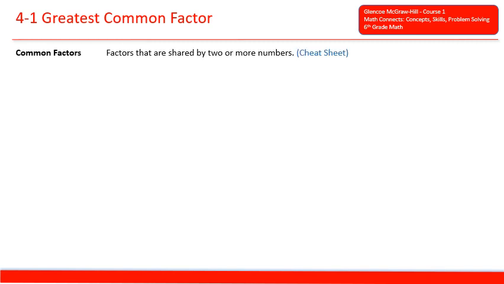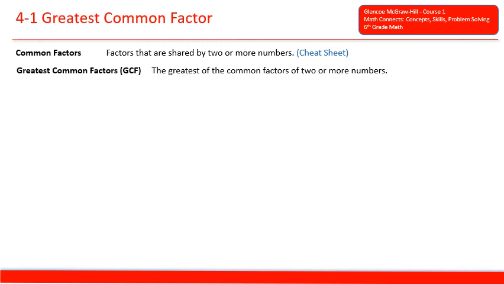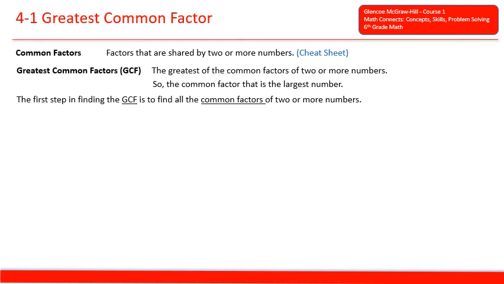Common factors are factors that are shared by two or more numbers. And the greatest common factor is the greatest of the common factors of two or more numbers, so the common factor that is the largest number. The first step in finding the GCF is to find all the common factors of two or more numbers. All numbers have 1 as a common factor.